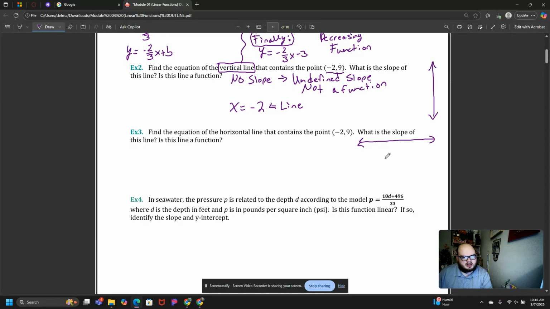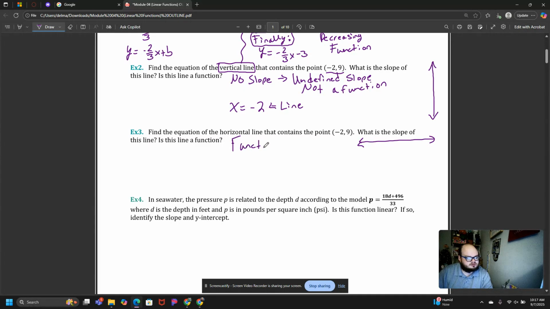Because in this case, there's rise over run. So your 0 is on top and your run's on the bottom. And we know that we can divide any number into 0 and just get 0. It's just that we can't divide by 0. So this is a function for that reason.